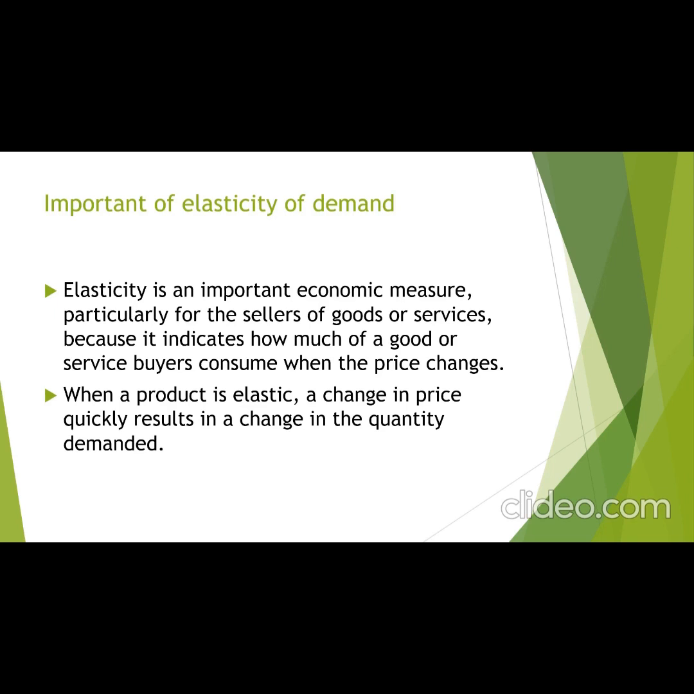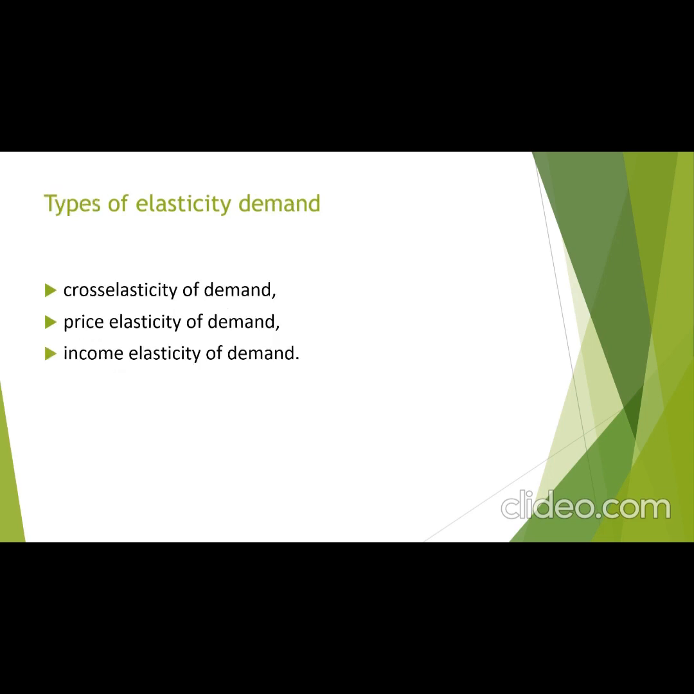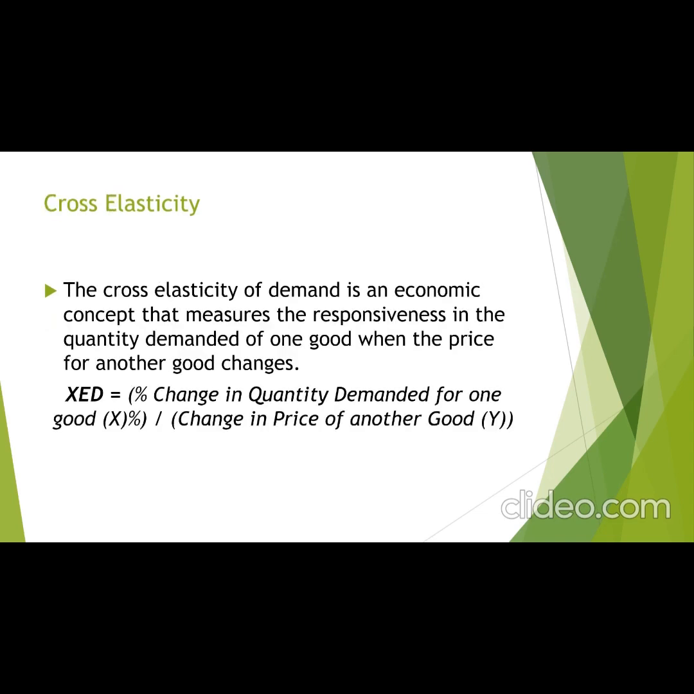Demand for a commodity is affected by economic variables. There are three factors that affect demand for a commodity: first, the price of the commodity, second, the price of related commodities, and third, the income level of the consumer. Then there are the three types of elasticity of demand: cross elasticity of demand, price elasticity of demand, and income elasticity of demand. First, we're going to see the cross elasticity of demand.